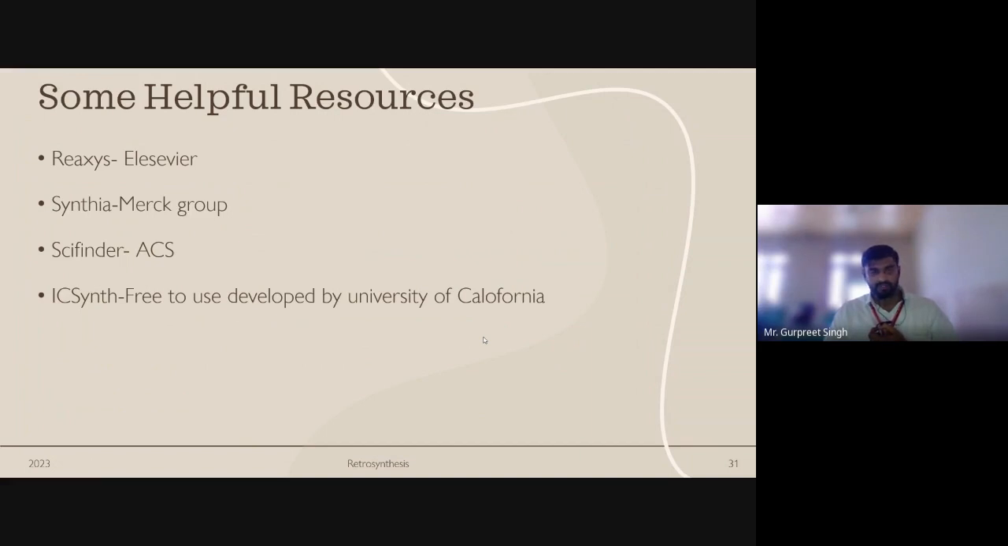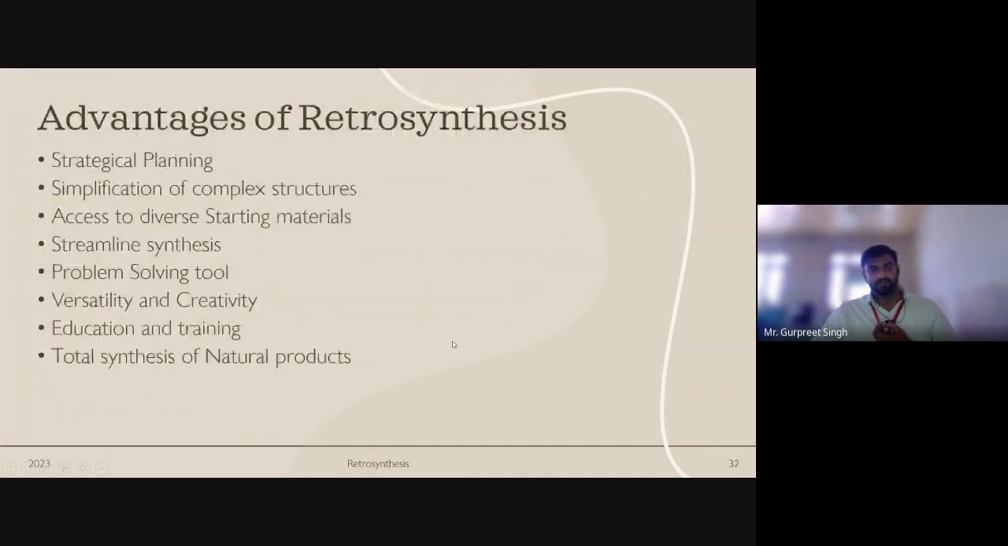by which you can perform your retrosynthesis analysis in a simpler manner, like Reaxys by the Elsevier group, Synthia, which is owned by Merck, SciFinder by the American Chemical Society, and ICSynth, which is freely available and developed by the University of California. These are the, let's take out the advantages or applications.